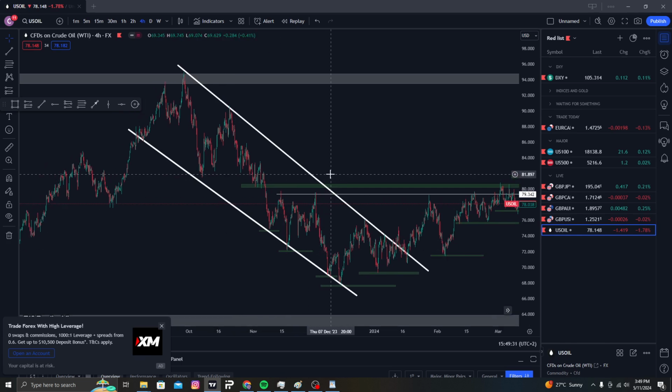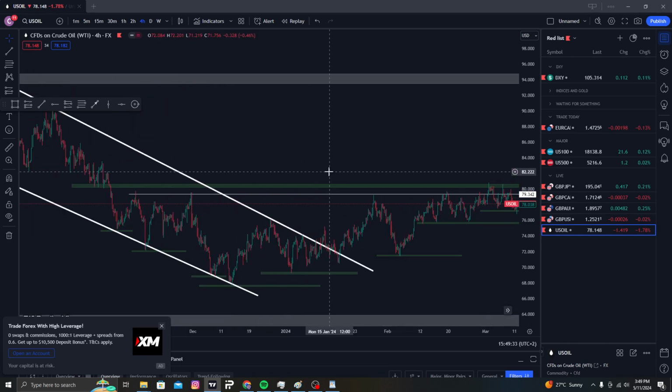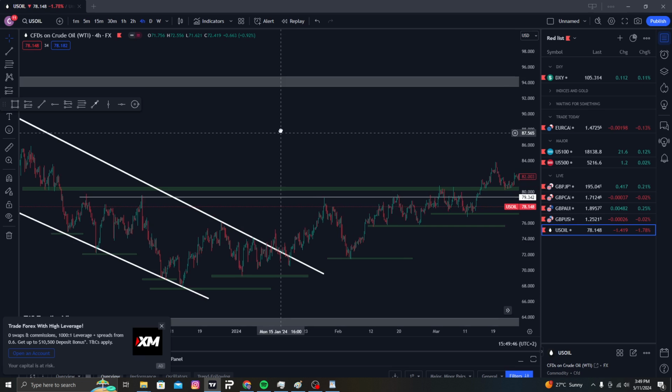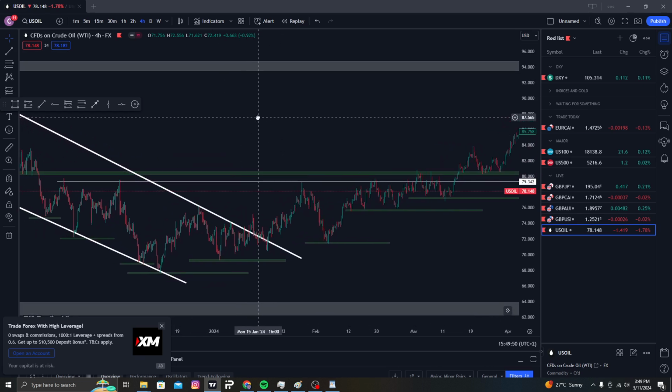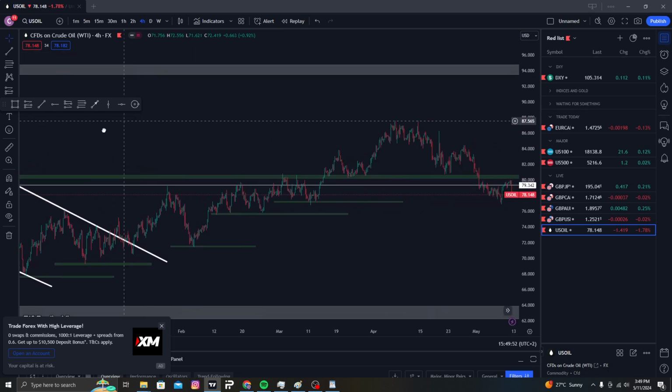So where did we know that price might start reversing? Price looks like it wants to reverse when price started breaking the trend line. When price started breaking the trend line, that was your first indication that price wants to start going to the upside.